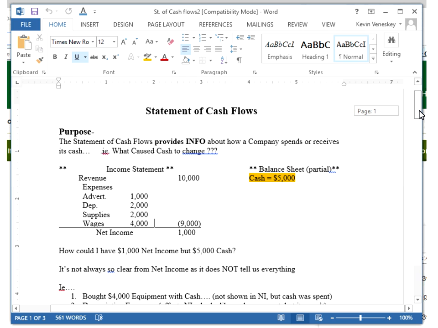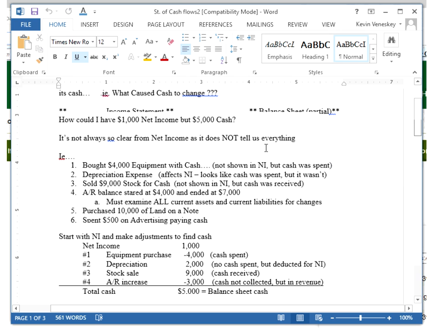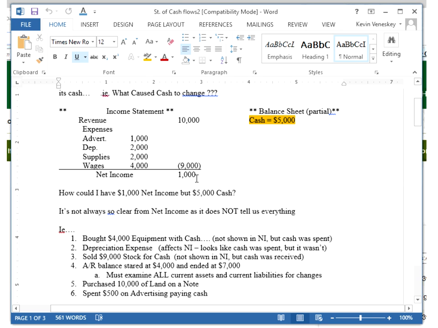Let's look at some examples to help clear up why my cash says 5 and my net income says 1. Well, it's always a good idea, and this is how we're going to do it: you always start with net income. Net income doesn't tell us everything, but it is a really good starting place. Because what if, besides what I have there in net income, this first transaction took place? I bought $4,000 of equipment with cash. So therefore, my debit would have been to equipment as an asset, and my credit would have been to cash, also an asset.